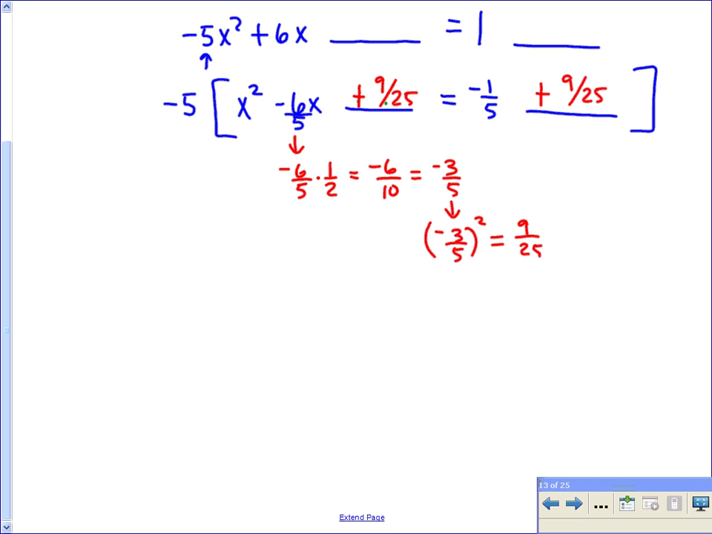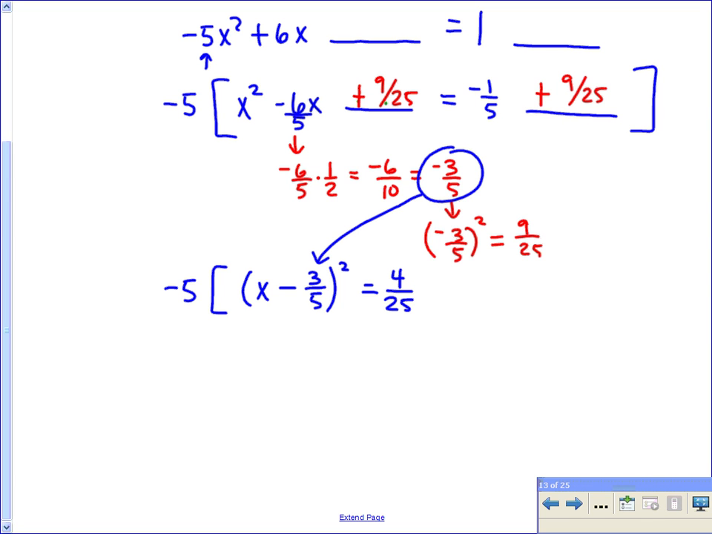All right, now that it's like this, I have the ability to go ahead and write it in the form I need it in, which is -5 parenthesis, x minus this guy here. That's going here. And then close parentheses, square that is equal to, now the negative 1/5 plus the 9 25ths is going to give me 4 over 25. Okay, so then I have brackets on that.